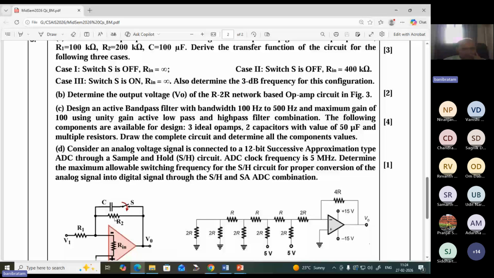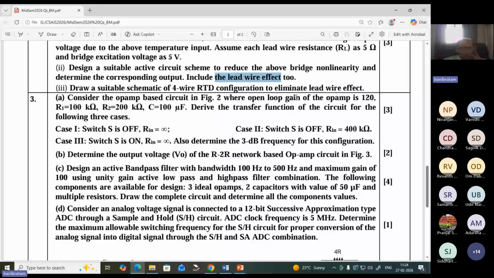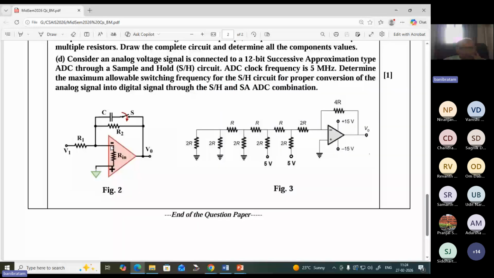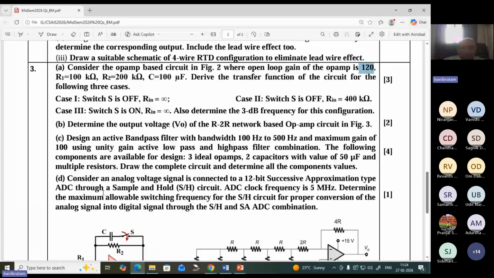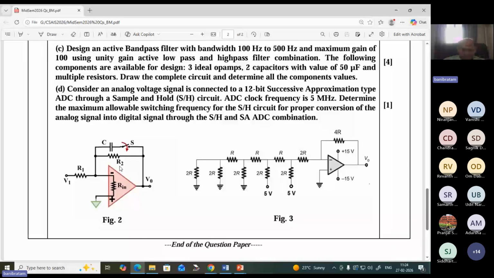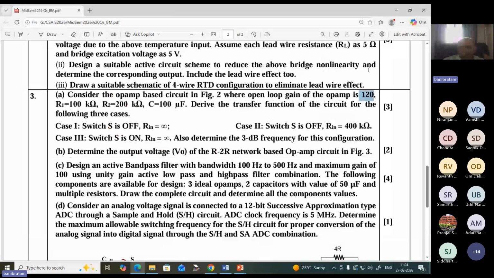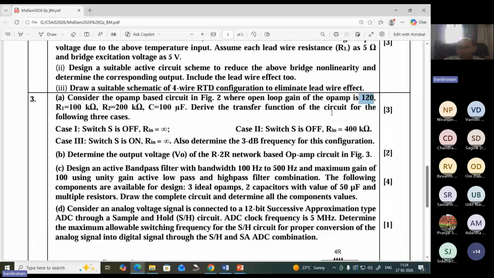In that case, the open loop gain of the op amp is considered as 120. If it were an ideal op amp, then the gain would simply be minus R2 by R1. But since the gain is finite, 120, we have already derived how to handle finite gain. We discussed the non-inverting amplifier in class; here the inverting amplifier is given. Applying the same approach, you will get a form like A by 1 plus A beta. Because of this finite gain, instead of minus R2 by R1, it will be less than that because of the factor 1 plus A beta.